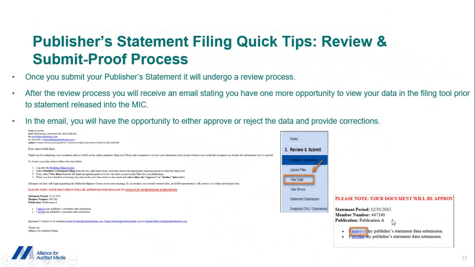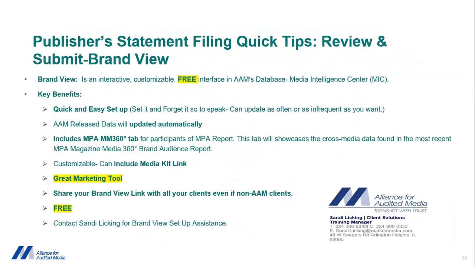If it's okay, there's going to be I approve, and then what will happen 24 hours later, your information will be released into our database. If you're like, oh, you know what, I have a correction, you say I decline, and then send us what your corrections are. But just to let you know, you will not get a PDF document to proof your information. They will direct you to go back into the filing tool under view data to look at your information.